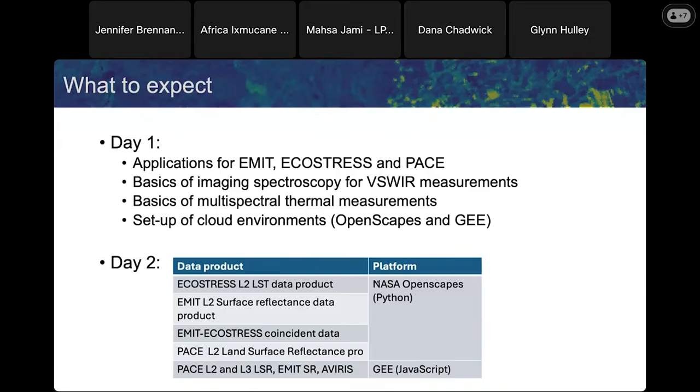At the end of the day today, we will make sure that all of you have your cloud environment set up. We are going to use two platforms, Openscapes and Google Earth Engine. So we will make sure that you have your environments ready.